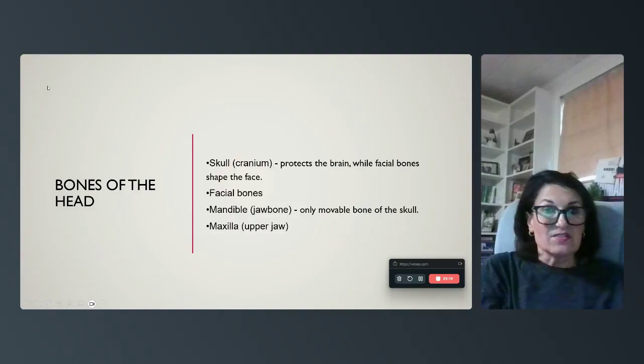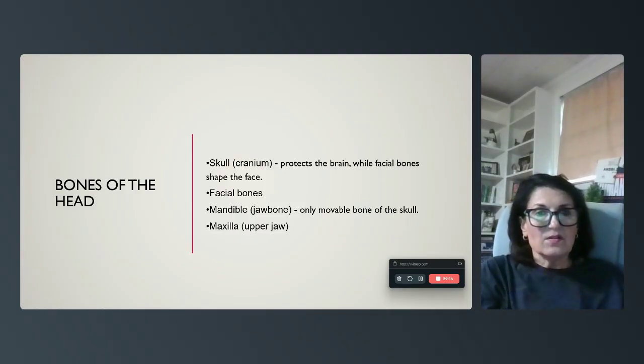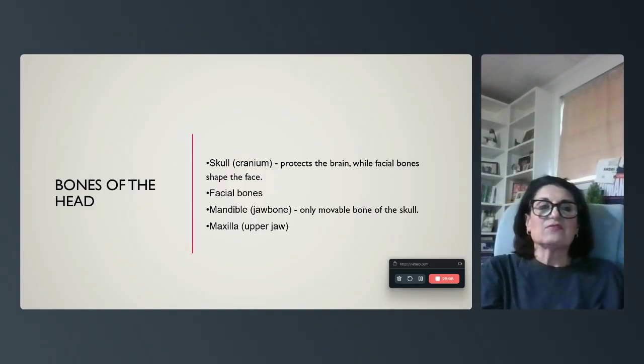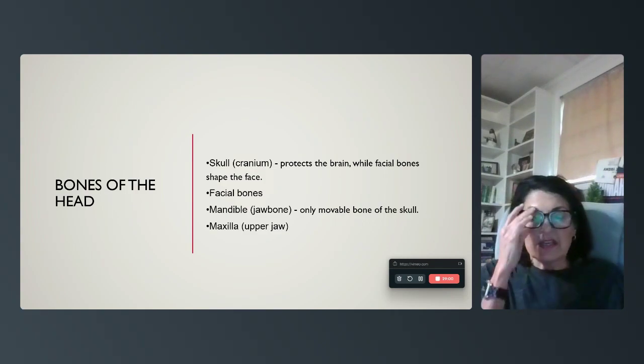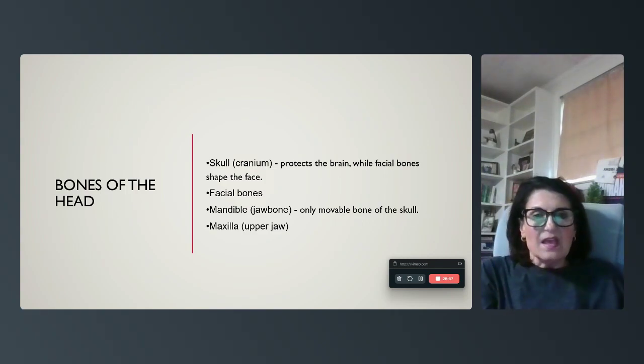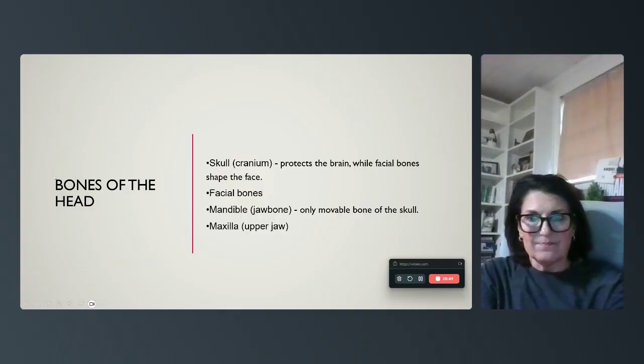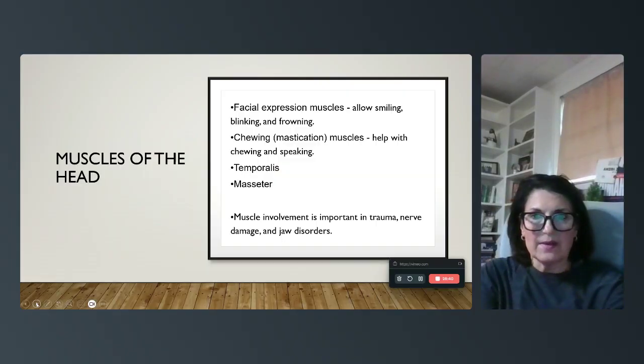Bones of the head, you have your skull, which is also called cranium. The skull protects the brain, while the facial bones shape the face. So we see next we have facial bones. They're what gives our face shape. If you've ever seen anybody who's been in a traumatic accident and they damage their bones in their face and has to get redone because their face loses the shape. The mandible is the jawbone, and it's the only movable bone of the skull. And the maxilla is the upper jaw. So it's important just to be familiar with these when you do your coding, especially with your procedures, to know which part they're talking about.